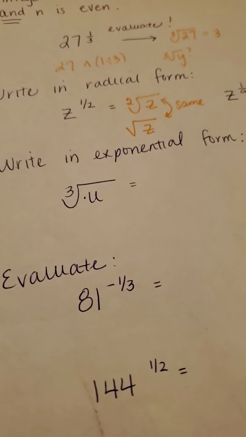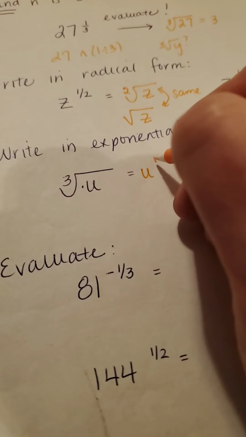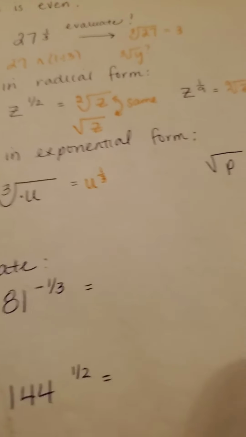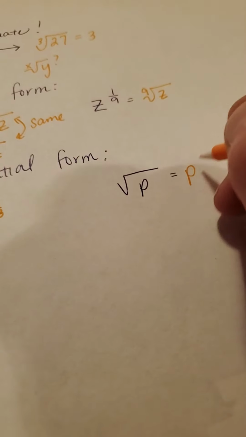Writing it in exponential form, it's just the opposite. You have u to the 1/3. And this would be p to the 1/2.